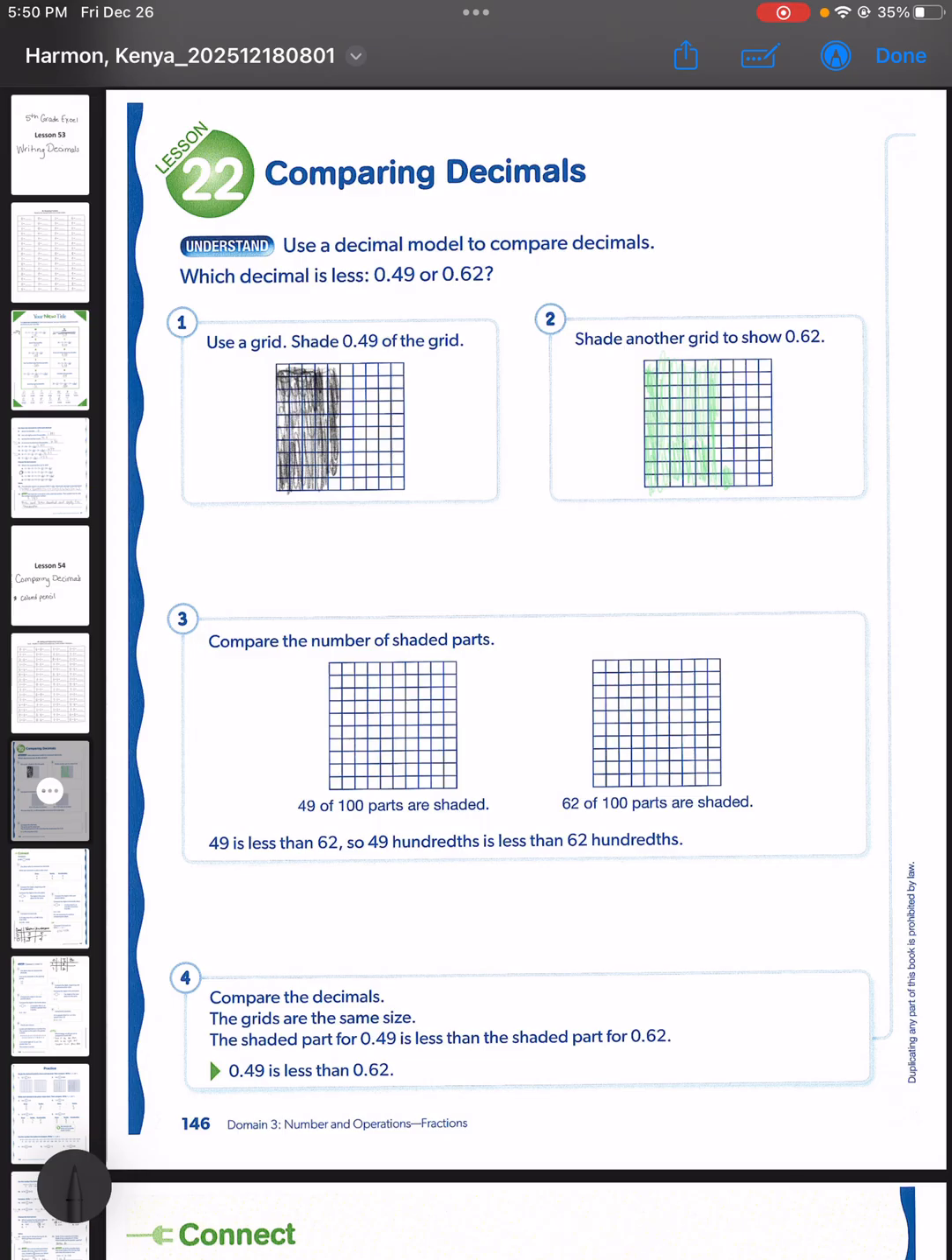So in this grid, we're first comparing 49 hundredths to 62 hundredths. So in the first grid, we want to shade 49 hundredths, which I have done in black. And in this grid, I've shaded 62 hundredths in green. Again, they can use the same color. Then they're going to literally look at the pictures and compare. So I see that I've shaded 49 of the 100 squares compared to 62. 62 is bigger. Therefore, 62 hundredths is larger than 49 hundredths, or 49 hundredths is less than 62 hundredths.